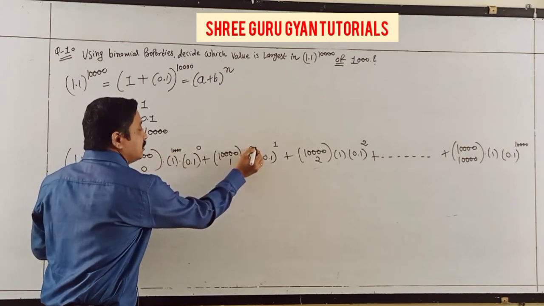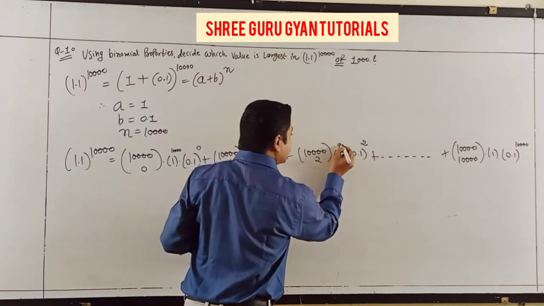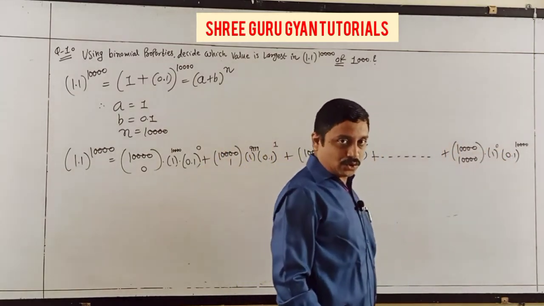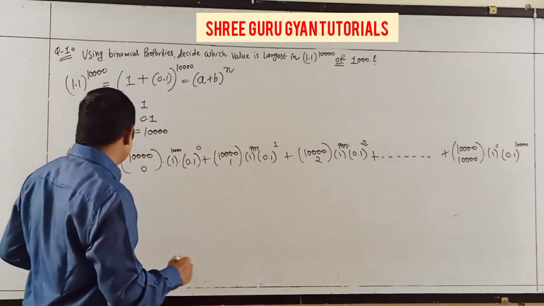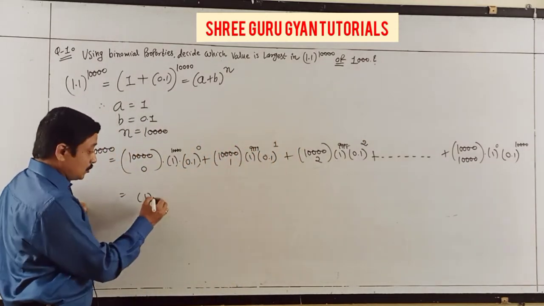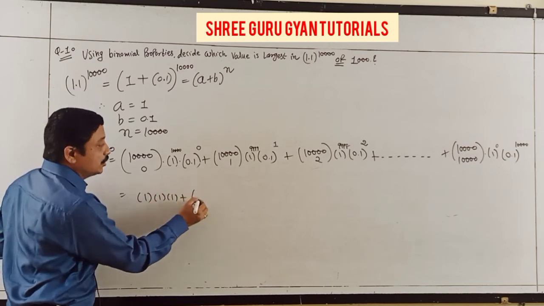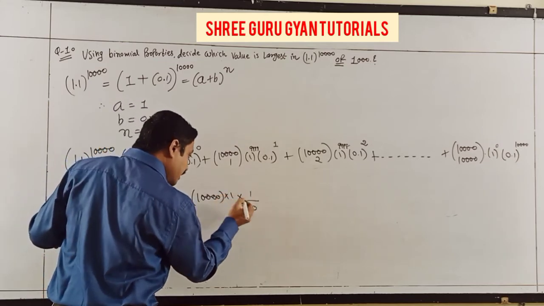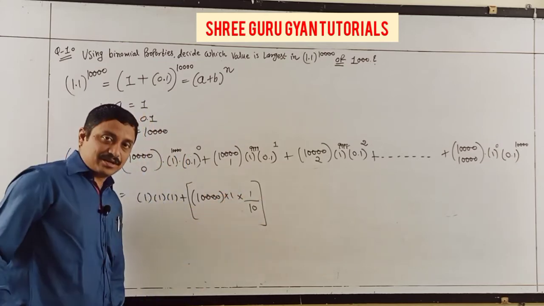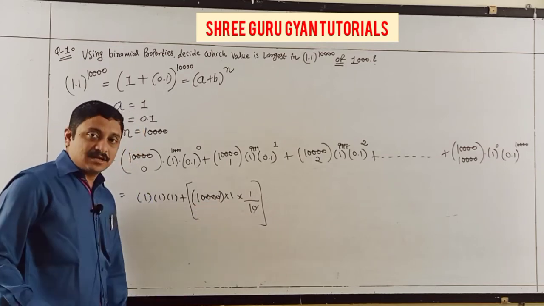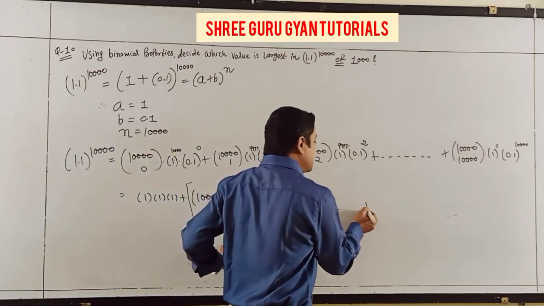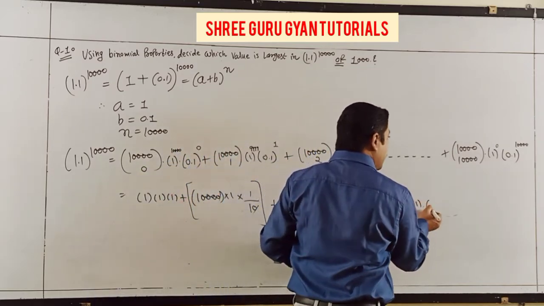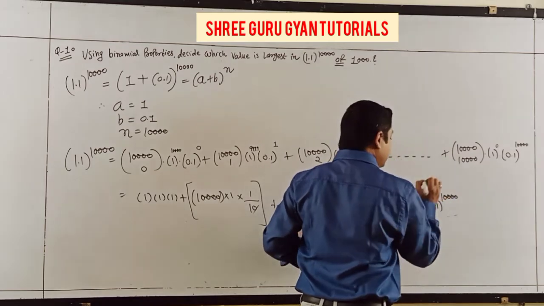Next, 9,999. Here, 9,998. And that will be 0. So finally, you can cover this answer: 1 to the 10,000 is 1. Plus another, 10,000 C 1 is 10,000, 1, but it is 0.1 times, which is 1000. Plus some number present until the last. At the end of this solution is 1, 1, and 0.1 to the power of 10,000.